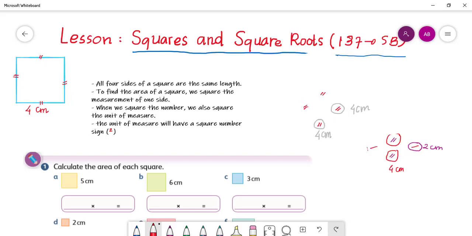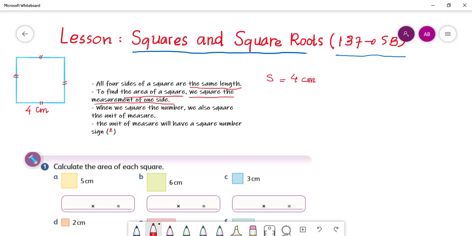Okay, now let's see. In your book, it's already written that all 4 sides of a square are the same length. Kids, remember, the same length. And to find the area of the square, we square the measurement of one side. What is the meaning of it? Teacher Via already gave you the formula in my latest video, right? If there's 4 centimeters over here, which means that the side is 4 centimeters, we can square it to get the area. So the area will be 4 squared. 4 squared means 4 times 4. So the answer is, of course, 16 centimeters square.